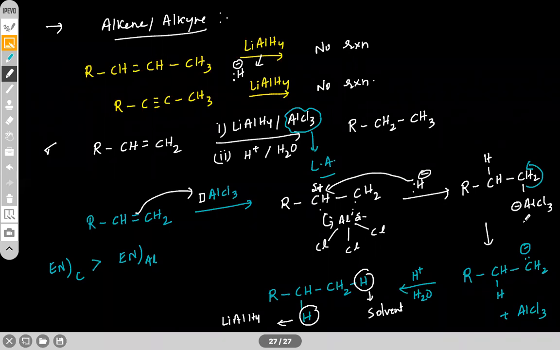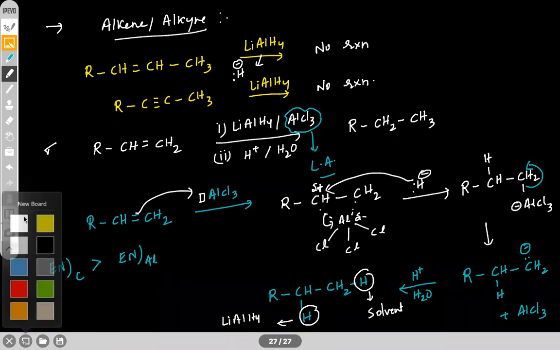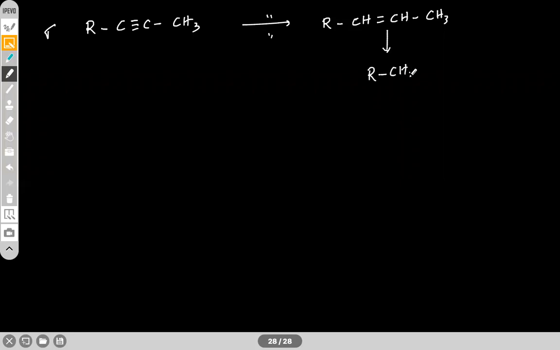Okay, now the next one is a similar reaction with an alkyne, R-C triple bond C-CH3. The same thing happens twice actually. First it forms an alkene, and then further the reaction takes place and it converts into an alkane. So eventually you will get only alkane in this one.